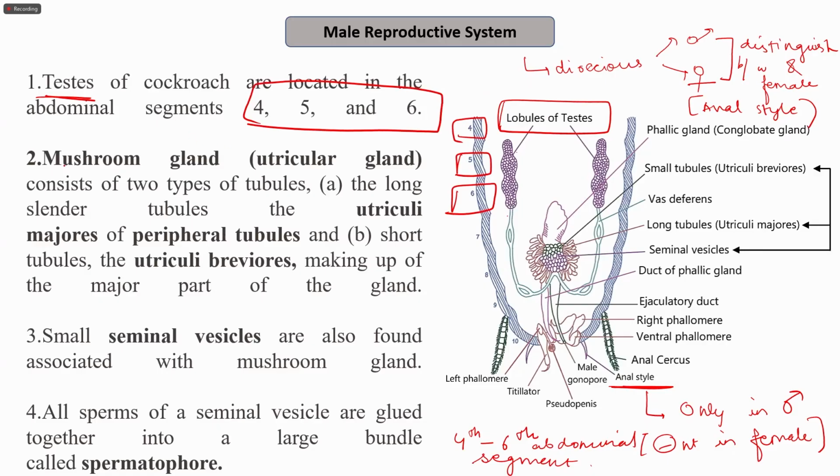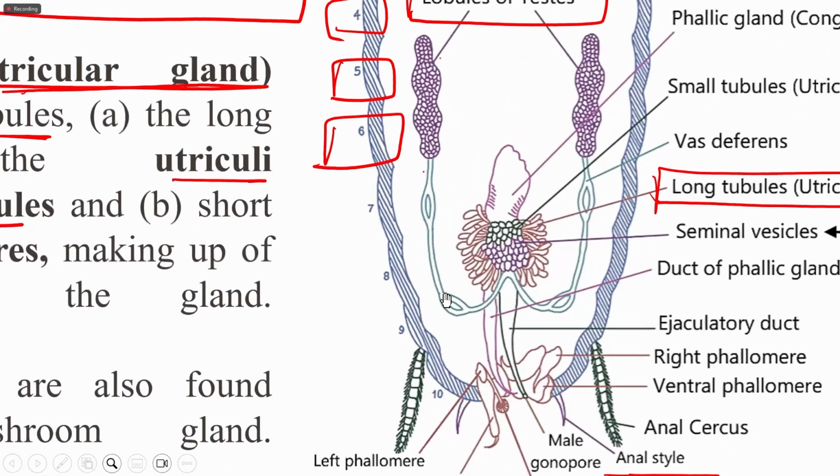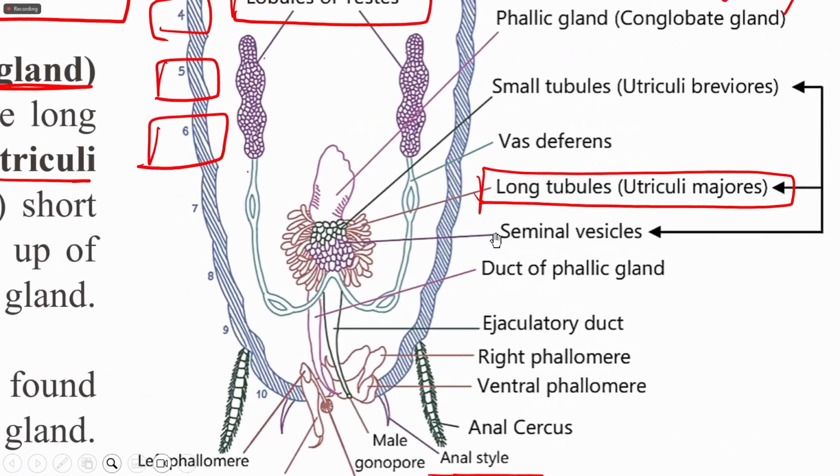Then we have a very important structure, which is the mushroom gland, also known as the utricular gland. This mushroom gland consists of two types of tubules. One is the long cylindrical tubules, called utriculi majoris, the peripheral tubules. You can see here that the long tubules are present, which is utriculi majoris. So this complete structure is the mushroom gland.